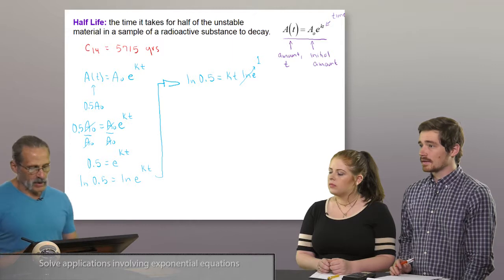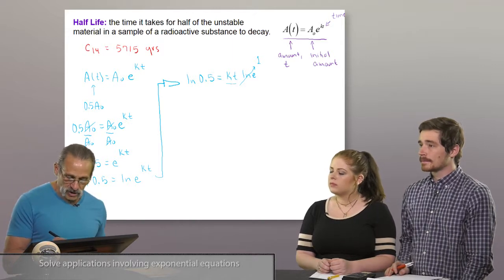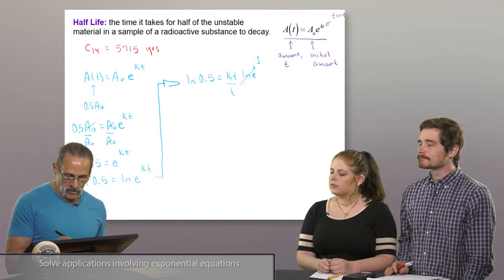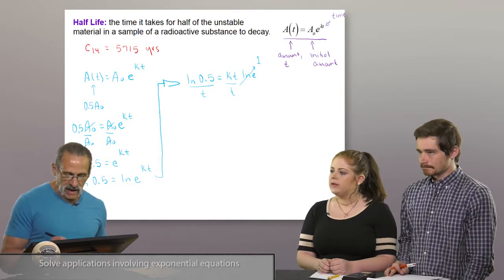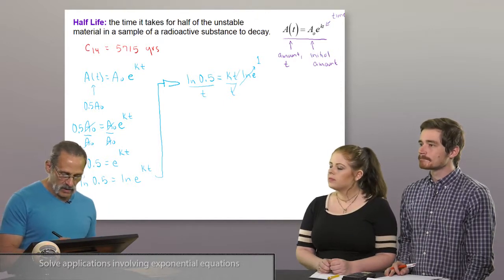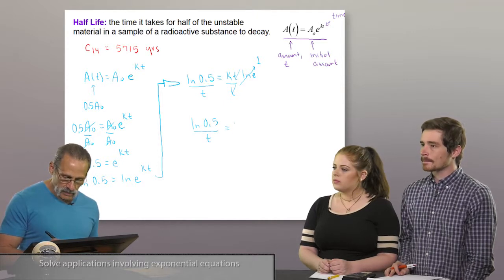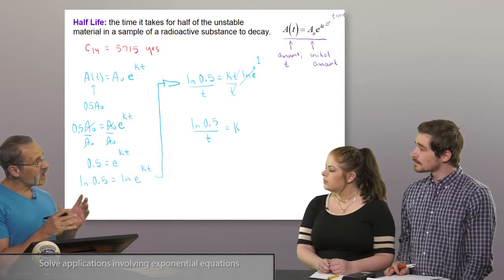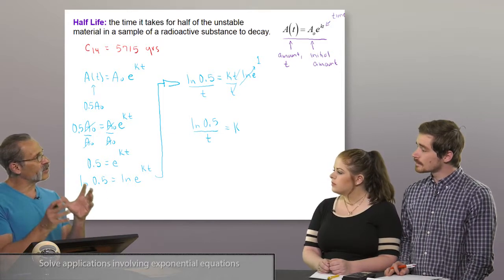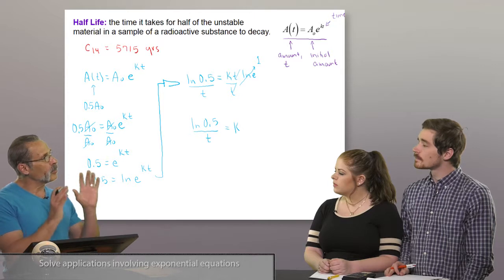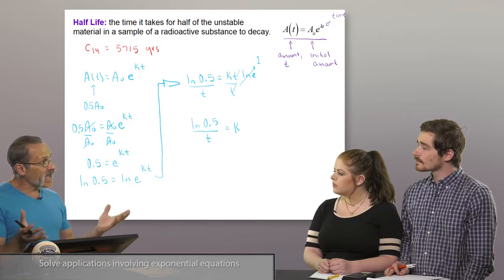So we're really there. I'm trying to solve for k, so if I divide both sides of the equation by t, I'll have k. So k is going to be the natural log of 0.5 over t. This is the value of k for our half-life examples. All I have to do is figure out the half-life of a substance, put it in for t, and I'll have the k.